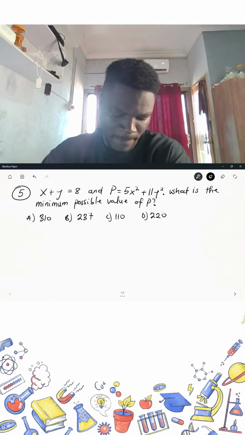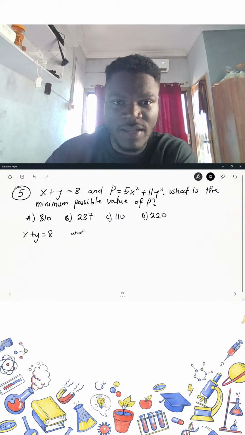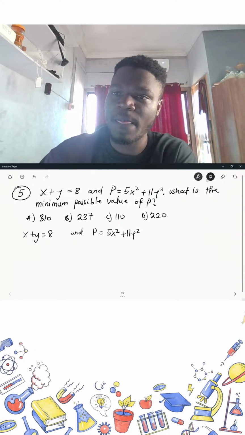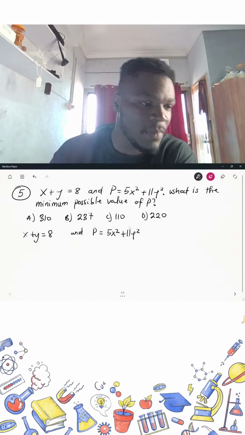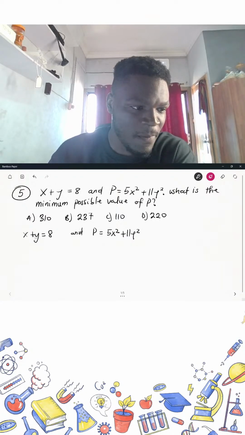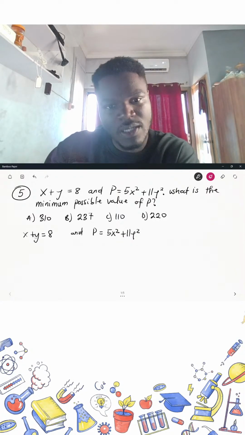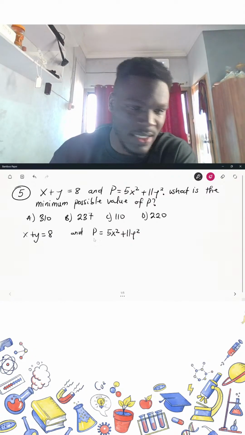The first thing we do over here is we have this expression x plus y is equal to 8, and then we have the expression p is equal to 5x squared plus 11y squared. The first thing we want to do to get at least the minimum value is to make one of these the subject, either x or y, so that we substitute into the equation of p to see what we can get.